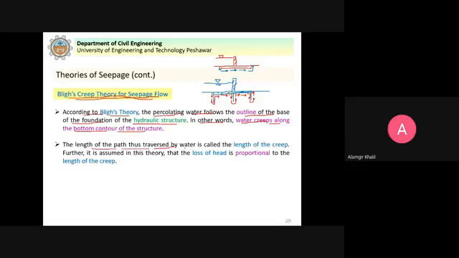The length of the path thus traversed by the water is called the length of the creep. You add this total length, horizontal and vertical. This is known as the length of the creep. Further, it is assumed in this theory that the loss of head is proportional to the length of the creep. If this is h and the total length of the creep is L, then h is proportional to L.